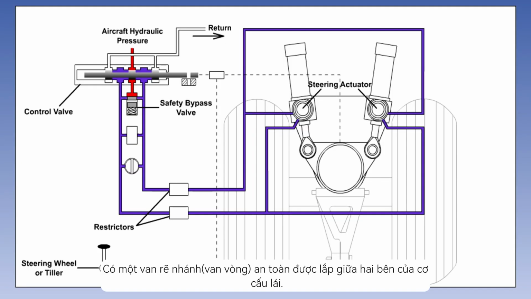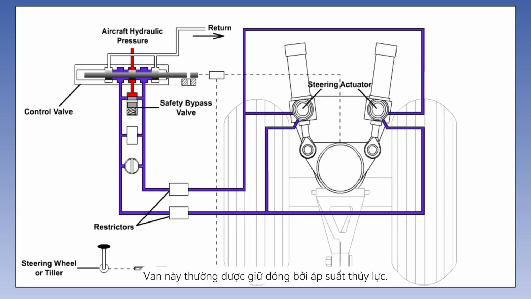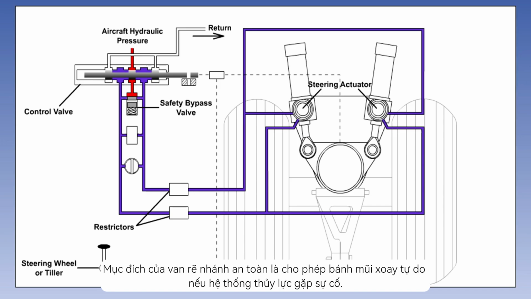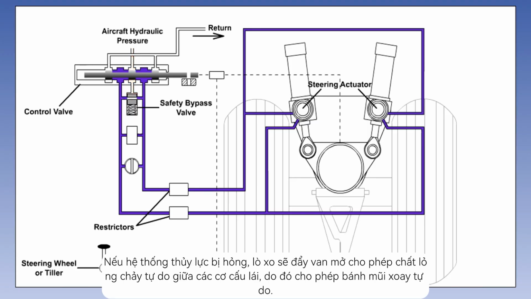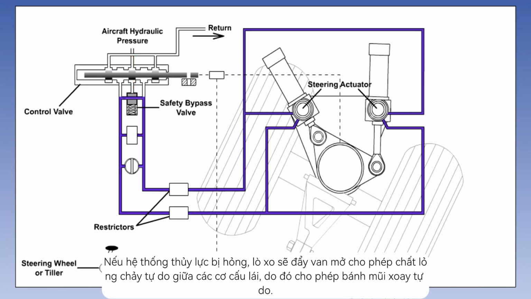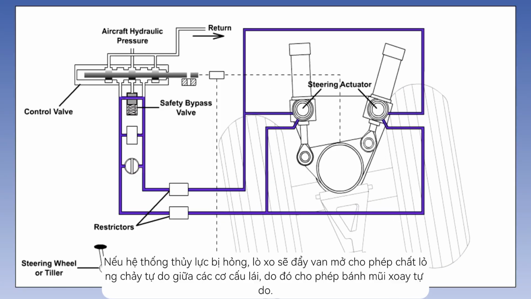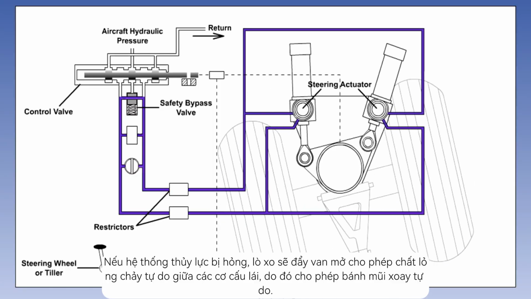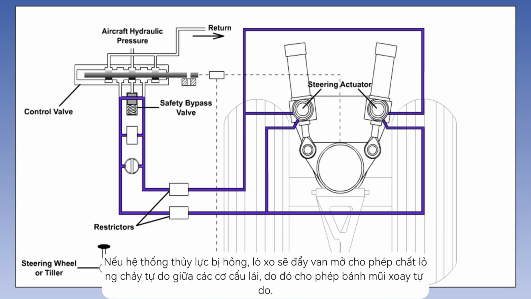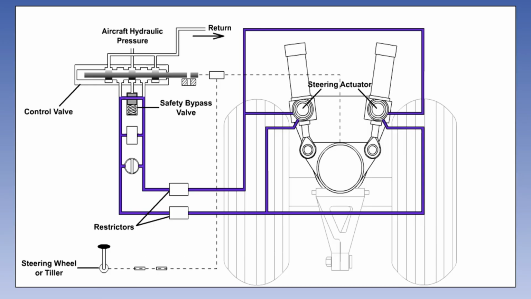There is a safety bypass valve fitted between the two sides of the steering actuators. It is normally held closed by hydraulic pressure. The purpose of the safety bypass valve is to allow the nose wheel to caster if there is a hydraulic failure. If the hydraulic system should fail, the spring will push open the valve, allowing fluid to flow freely between the actuators, thus allowing the nose wheel to caster.